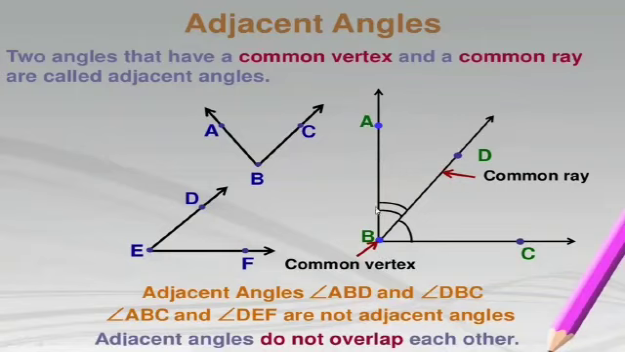Now, when I say angle ABD and DBC, these both angles have a common vertex, that is B, and they have a common ray, that is BD, and this common ray is between the other two rays. The other two rays are AB and BC. So angles which have a common vertex and a common ray, and the common ray is in between the other two arms, are called adjacent angles.